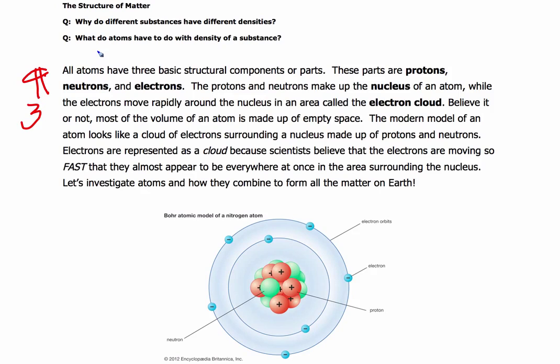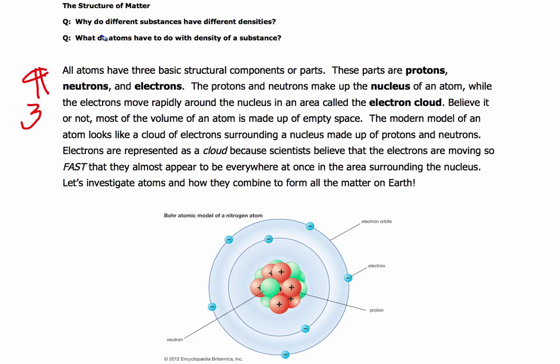Okay, so welcome back. And what do atoms have to do with the density of a substance? And why do different substances have different densities? All atoms have 3 basic structural components or parts. These parts are protons, neutrons, and electrons. The protons and neutrons make up the nucleus of an atom, while the electrons move rapidly around the nucleus in an area called the electron cloud. And you can take a look at the little sketch of an atom down below.